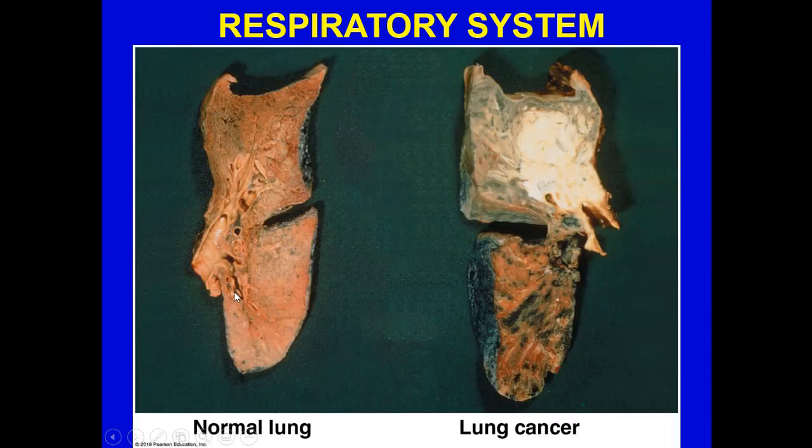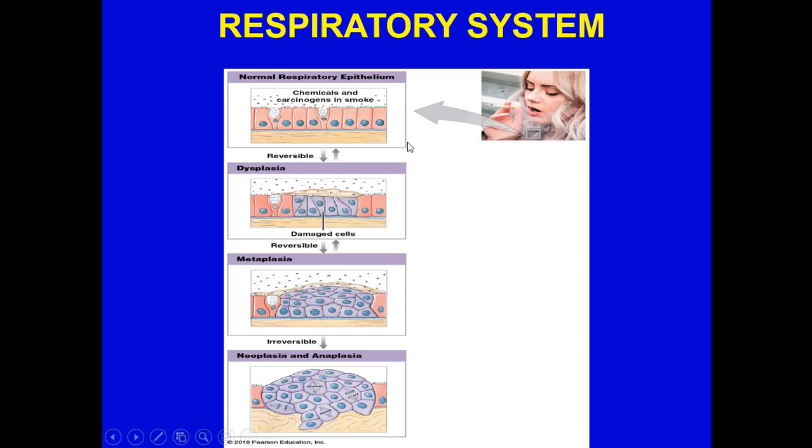Here is a normal lung. Here is a lung cancer. Notice that there are various tumors that have set in, as well as deterioration of the size and performance of the tissue in the lung. Here's a major cancer here. And in the process of smoking, you have to keep in mind that in the smoke you will have carcinogens, chemicals that are in the smoke.